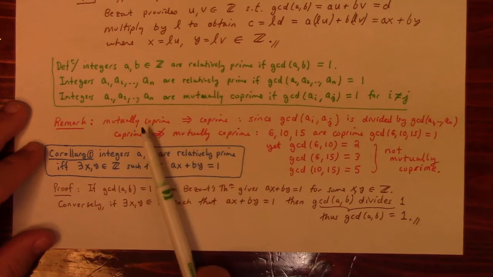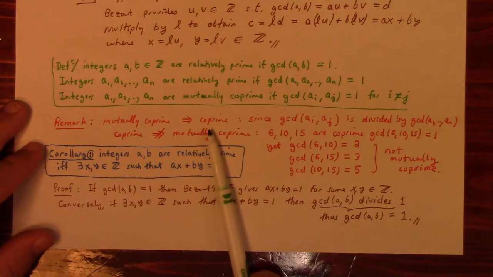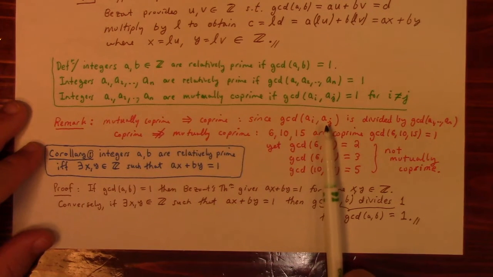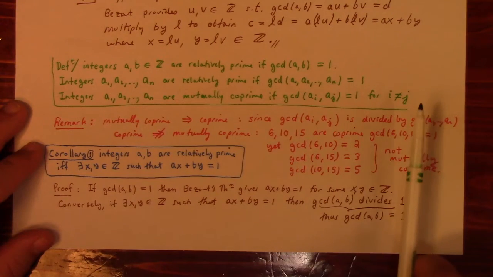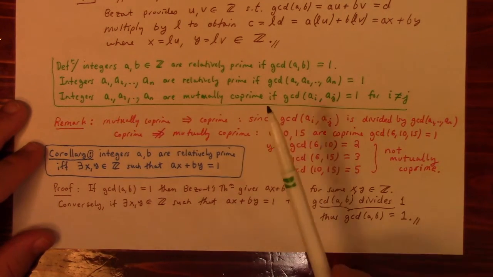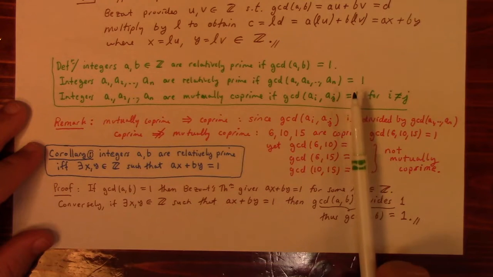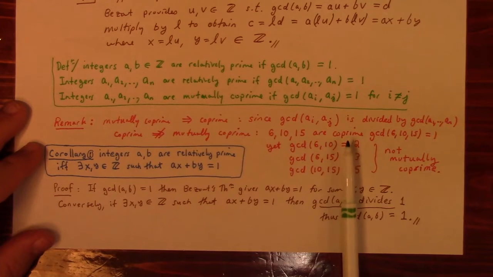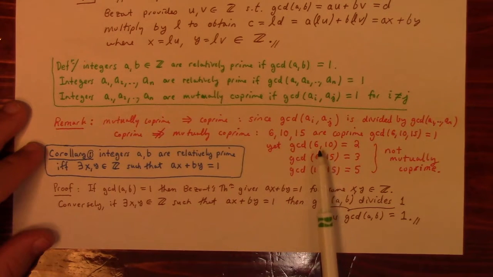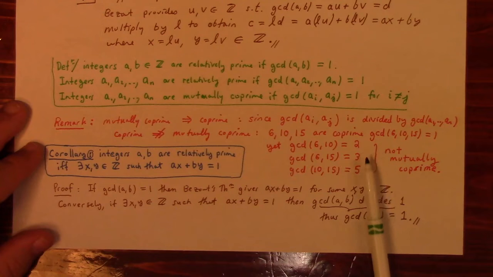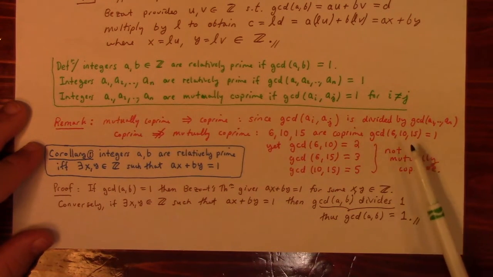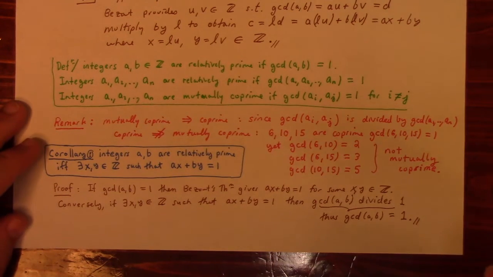So notice that mutually coprime implies coprime, because if the GCD of any pair of them is 1, then it implies the GCD of all of them is 1, right? However, if the GCD of all of them is 1, it doesn't imply that the GCD of any pair of them is 1. Here's an example. 6, 10, 15 are coprime, all right? But the pairs 6 and 10, 6 and 15, and 10 and 15 have common GCDs of 2, 3, and 5 respectively. So not even one pair of them is mutually coprime, right?